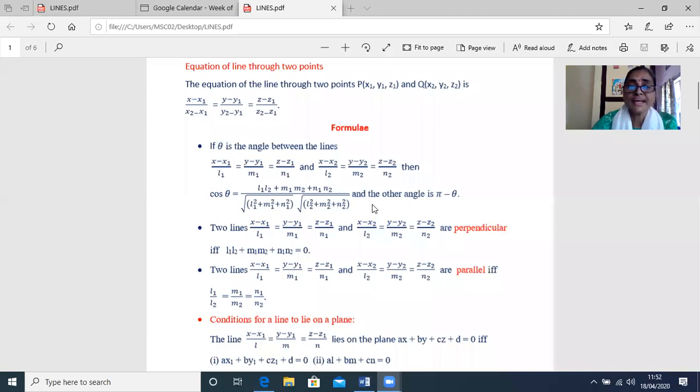Now you know when 2 lines are intersecting, there will be 2 angles. One of the angles you can find by using this formula and the other angle you can obtain by writing pi minus that angle, 180 degrees minus the angle.